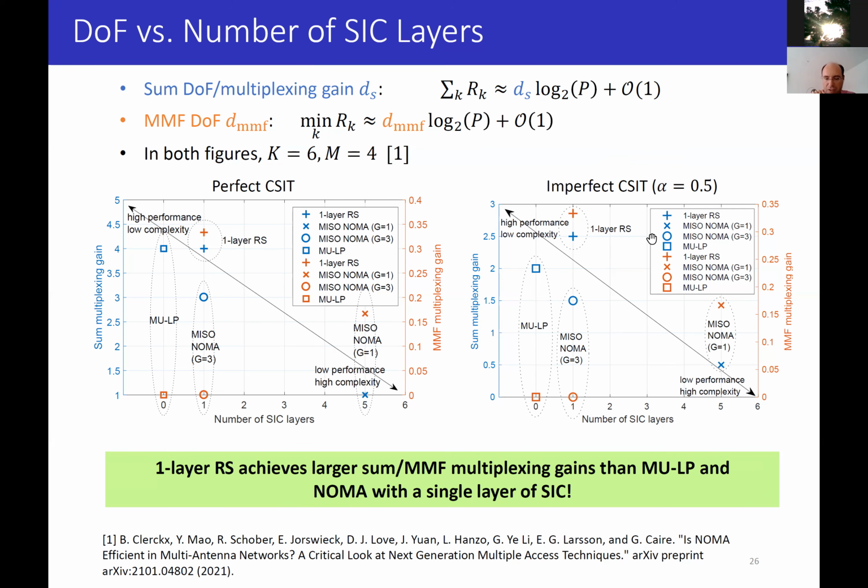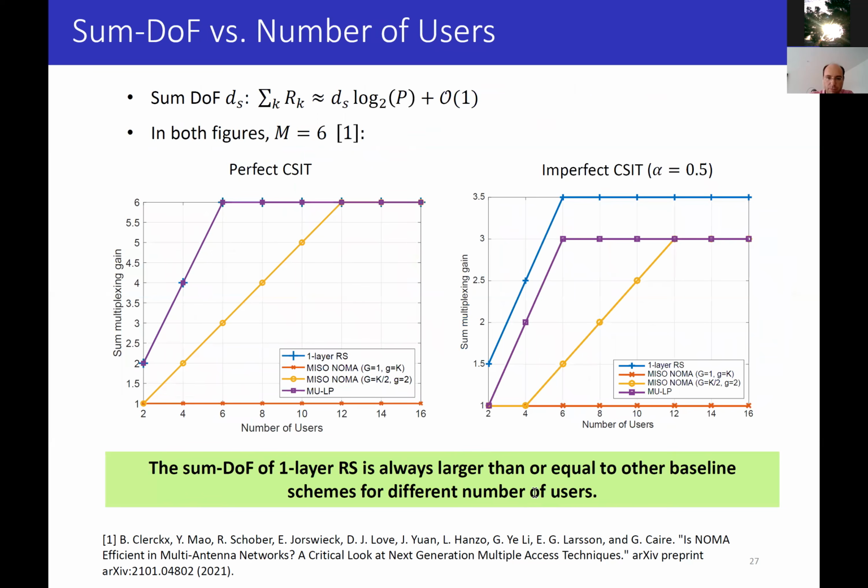If you move to imperfect CSIT, because of the optimality of rate splitting, you see the gap is further increasing. And so you have one SIC, so you increase the complexity compared to SDMA, but you have also an increase in the DOF. In contrast with NOMA, that tends to operate at much lower DOF and higher complexity. So this is just to show you that you could have only one SIC at the receiver and achieve much better multiplexing gain than MULP and NOMA. And so that's quite attractive.